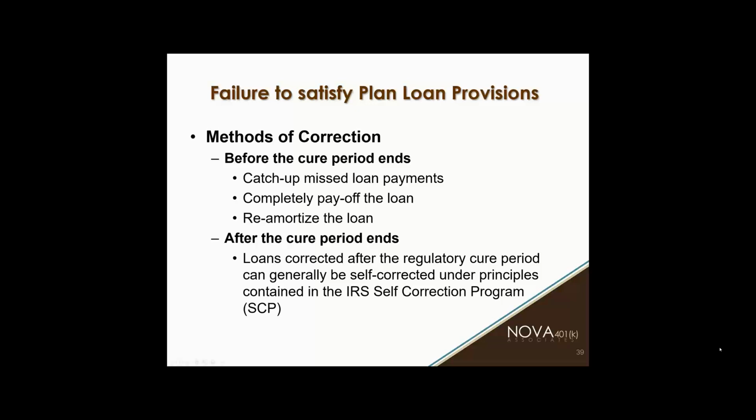Now, the IRS, luckily, it used to be that you had to do a formal VCP filing to fix a loan problem after the cure period, right? But now, there are still a few rules, but you can essentially self-correct these problem loans without having to do a formal filing, which is nice, because those formal filings, a plan would never pay $3,000 to do a filing for one loan problem. You know what I mean? So it's nice that you can fix them by self-correction.